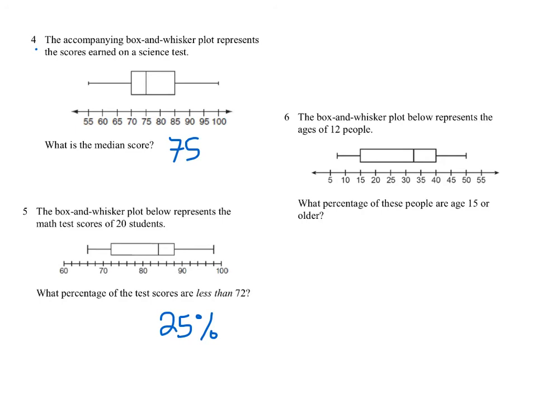Look at this box and whisker over here. This has 12 people in it. What percentage of these people are age 15 or older? So again, box and whisker, find your 15. Now 15 is here, it's the lower quartile. That means you got this 25%, this 25, and this 25. So what percentage of people are 15 or older? 75% of the people in that, whatever the set of data was, are age 15 or over. So you can tell based on that box and whisker.